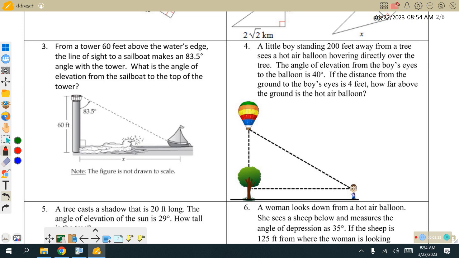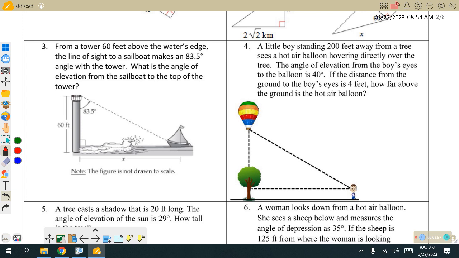On this particular one, they give you some information here. What is the angle of elevation on this one? From a tower, 60 feet above the water's edge, so they got that labeled for us already. The line of sight to a sailboat makes an 83.5 degree angle with the tower. So here, that line of sight I mentioned to you guys yesterday is the hypotenuse. That's always the hypotenuse, right? And the way that's phrased creates that angle right there.